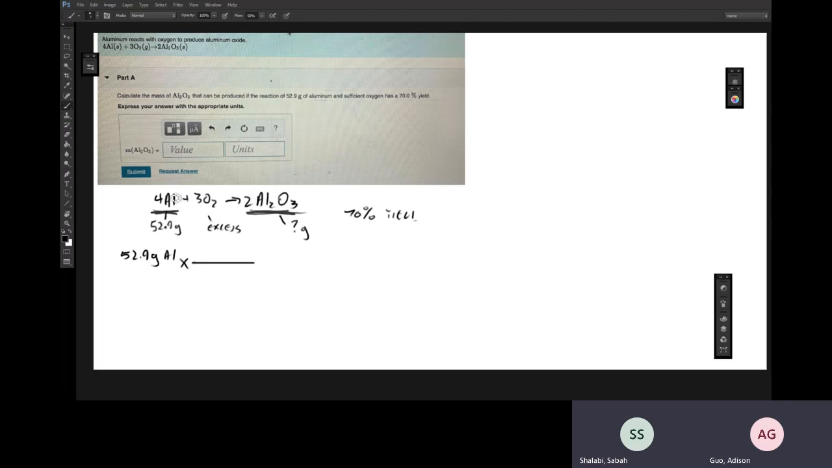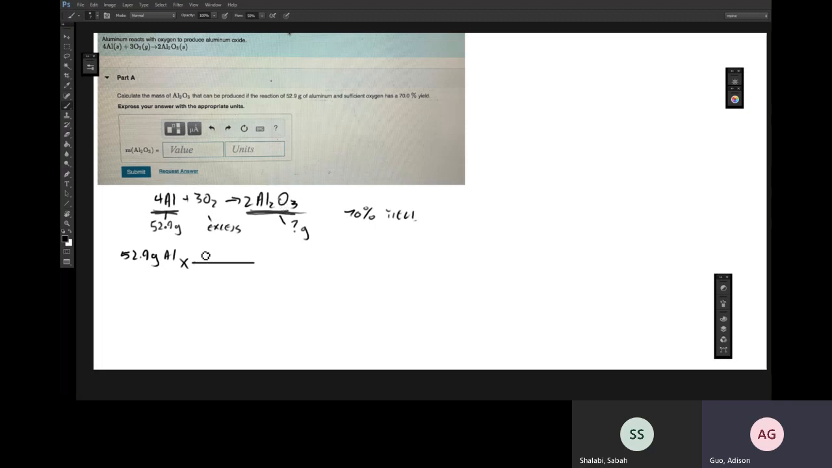So whenever you go from one element to another element, it's gonna have to be from moles to moles, moles of this thing to moles of another thing. You start with grams, which means you are gonna have to turn this into moles at first. So we're gonna use the molar mass of aluminum.